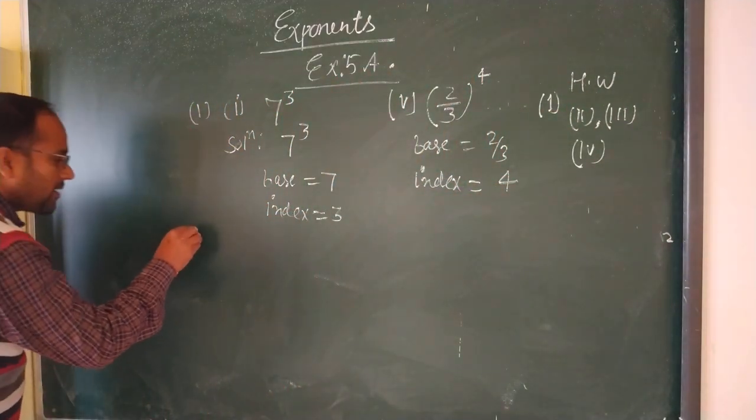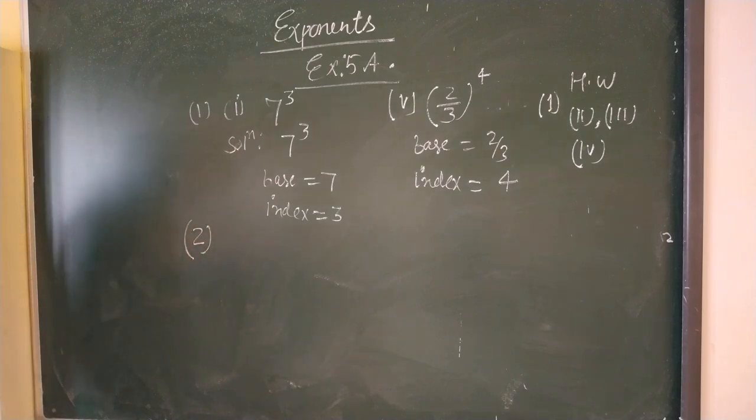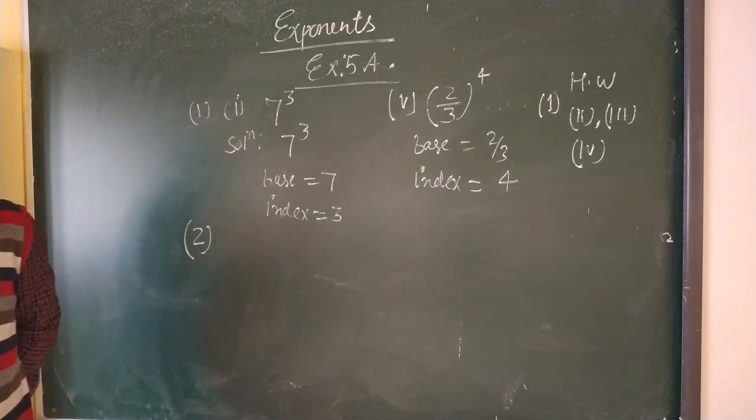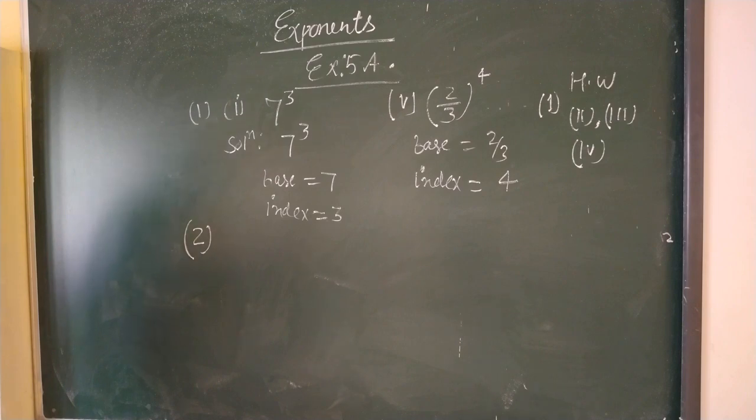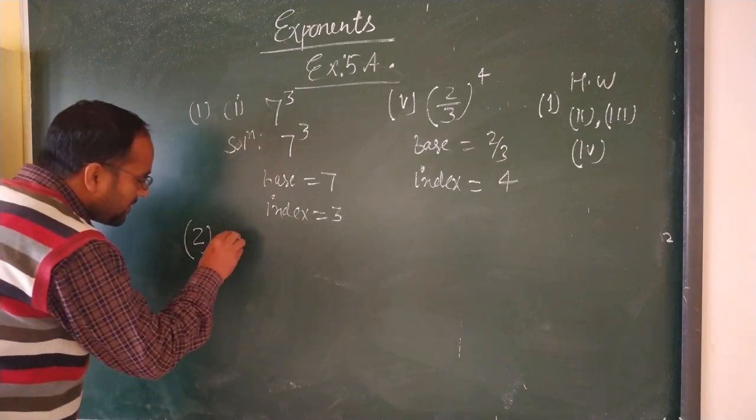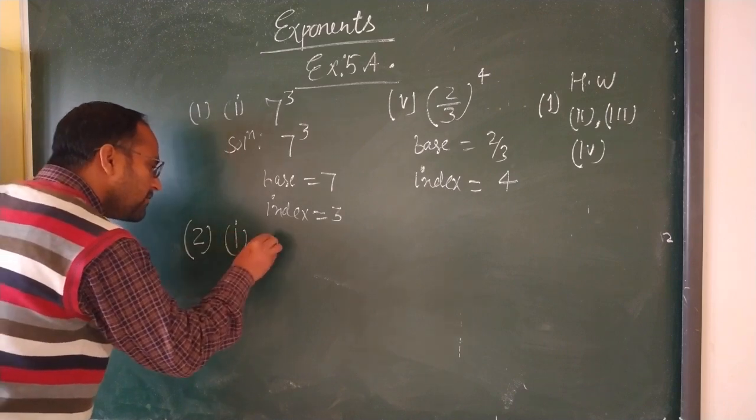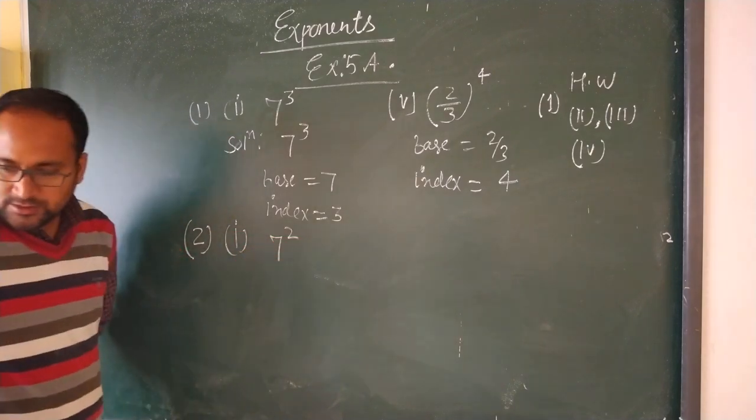Now see this question number second. Question number second is: find the value of each of the following. It is a very good question. In that, see this first one. Find the value of 7 to the power 2.